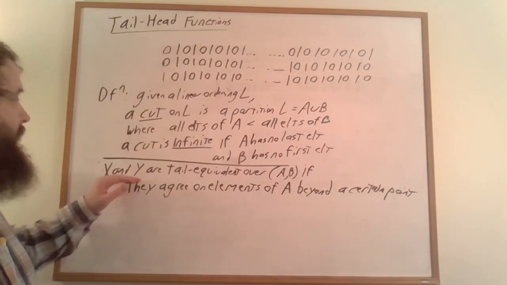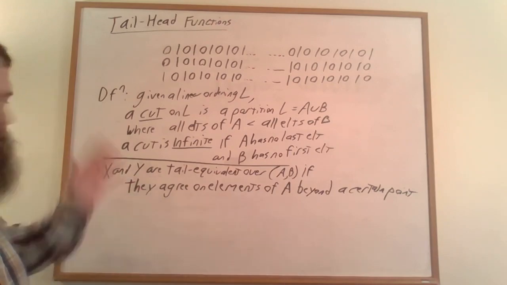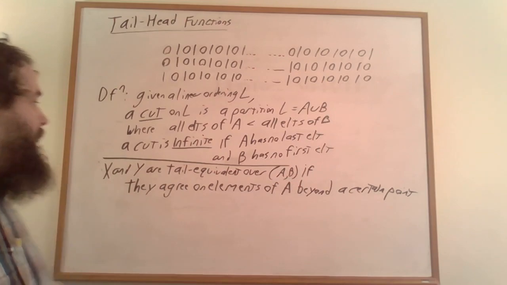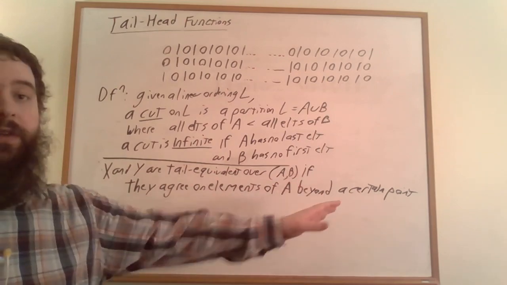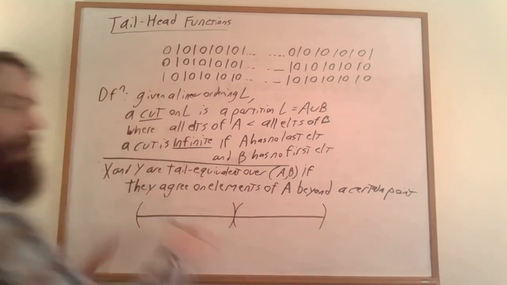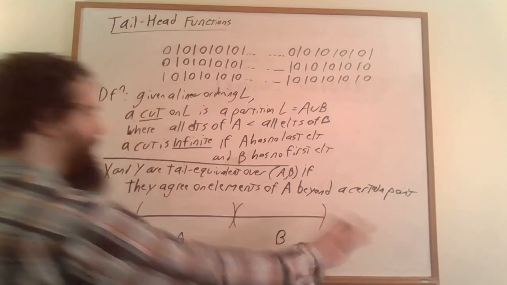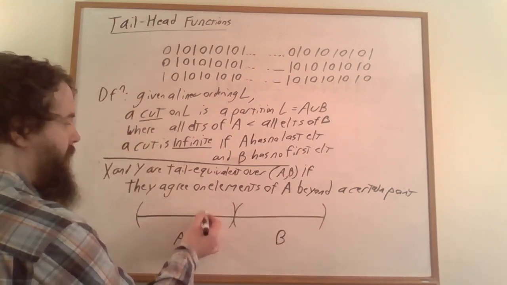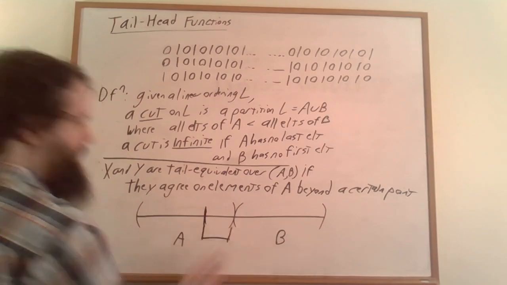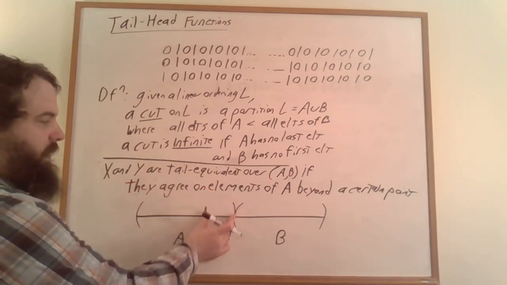I'll say that two subsets of our linear ordering, again, we should be thinking about these as second order elements in our models, but this works in general. We'll say that they are tail equivalent over a particular cut, AB, if they agree on elements of A beyond a certain point. So imagine that we have our linear ordering here. We have a cut that divides the world into two parts, A, the left-hand part, and B, the right-hand part. And then it should be the case that there's some point within A where these two sets agree on the remainder of A. They don't have to agree on B, and they don't have to agree on the initial part of A. They just have to agree on this bit here.